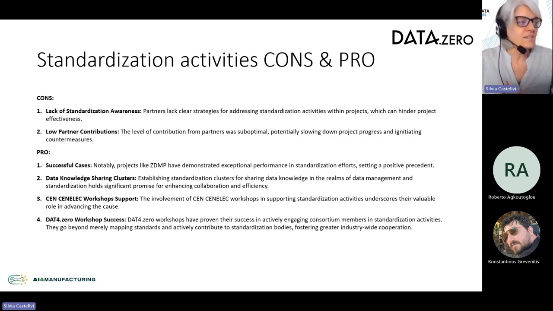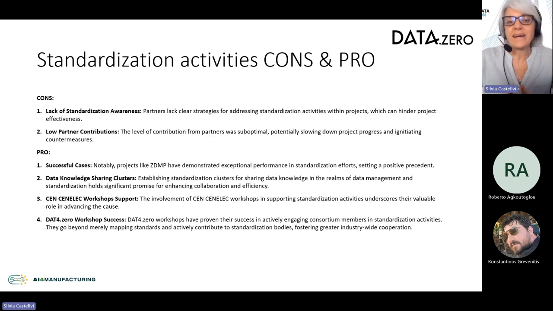So establishing a standardization cluster for sharing data knowledge, and also for data management and standardization, will be very important and will contribute to a significant efficiency in implementing data management standards and enhancing collaboration. So I recommend for future projects to establish this cluster. And then it was super useful for the project.